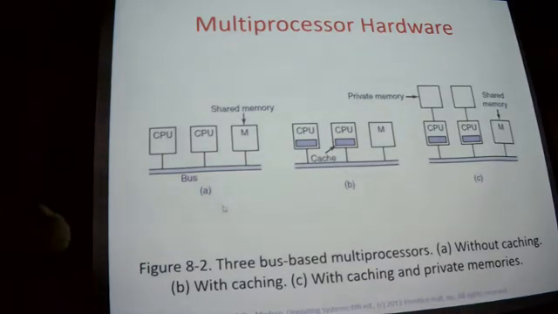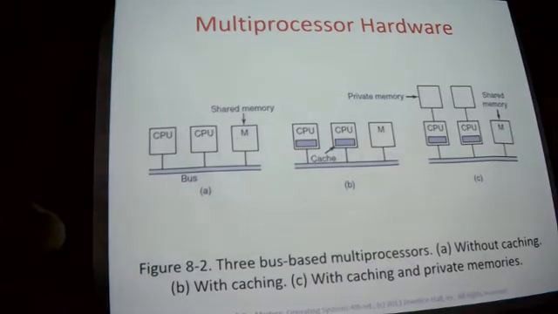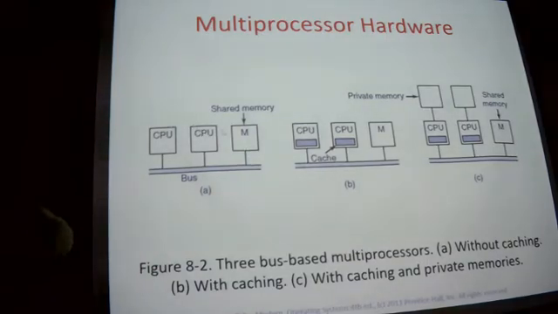Okay, this figure is about the CPU, how this CPU gets information. In figure A, two CPUs share the memory. Just share the memory, and we use a bus to connect the CPUs and the memory.